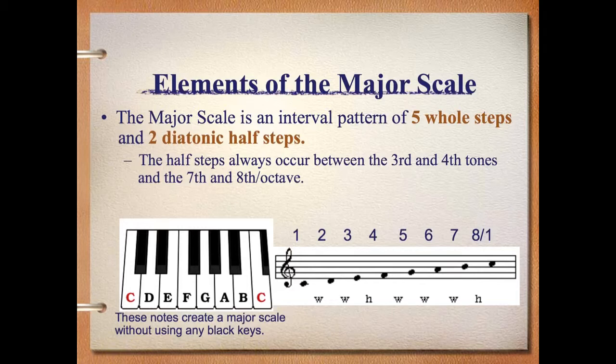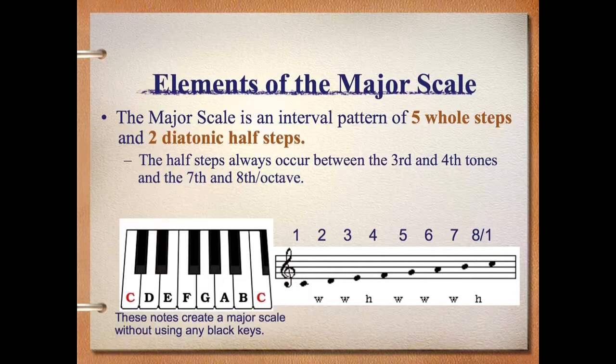Now, the major scale has interval patterns of 5 whole steps and 2 diatonic half steps. However, those half steps must occur in the same place for every major scale. They're always between the 3rd and the 4th notes, and the 7th and 8th notes, or the octave.